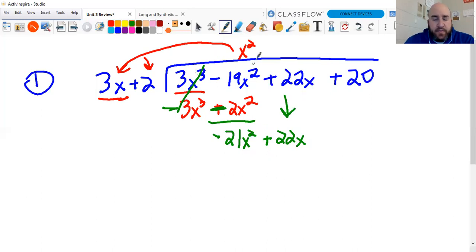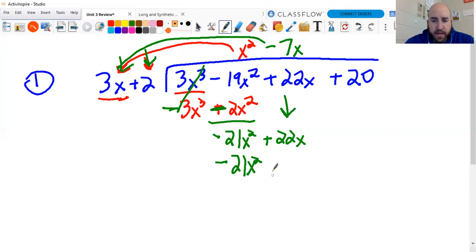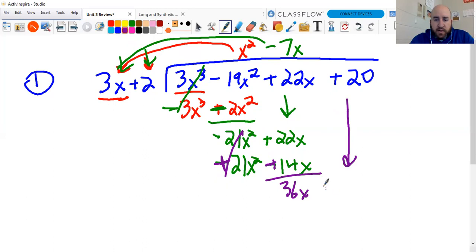I have 3x, negative 21x squared. Remember, I'm multiplying, so I'm not doing 3 minus 24 to get negative 21. I have to do 3 times negative 7. I have 1x, I need 2, so I need 1 more x to get negative 7x. I distribute again. Negative 3x times negative 7x is negative 21x squared. 2 times negative 7x is negative 14x. Again, I have negative 21x squared matching, but I have to change the sign so it'll cancel out. 22 and 14 is 36x. Bring down your last number, 20.